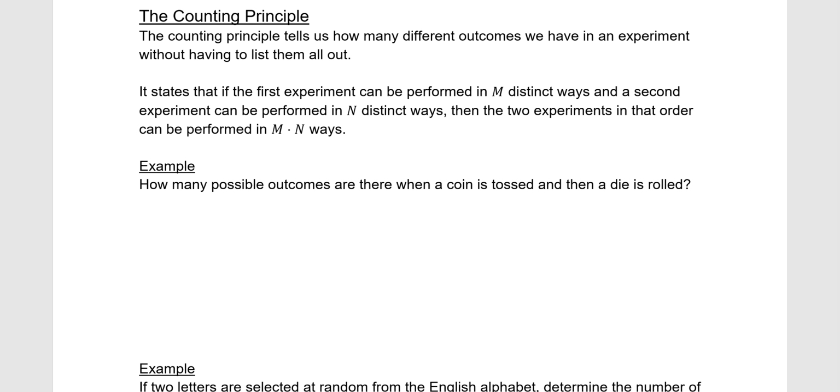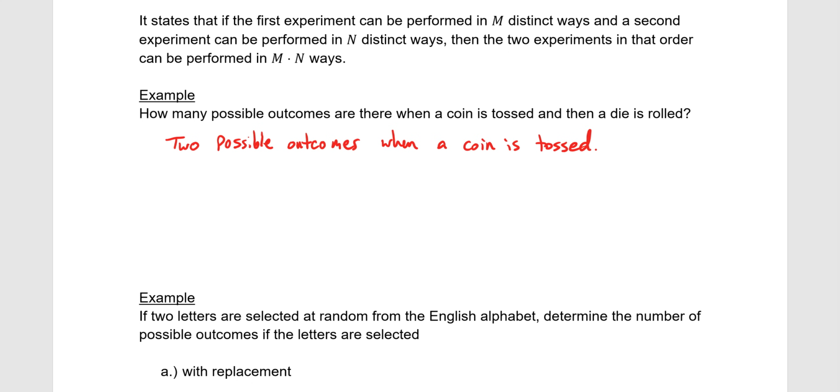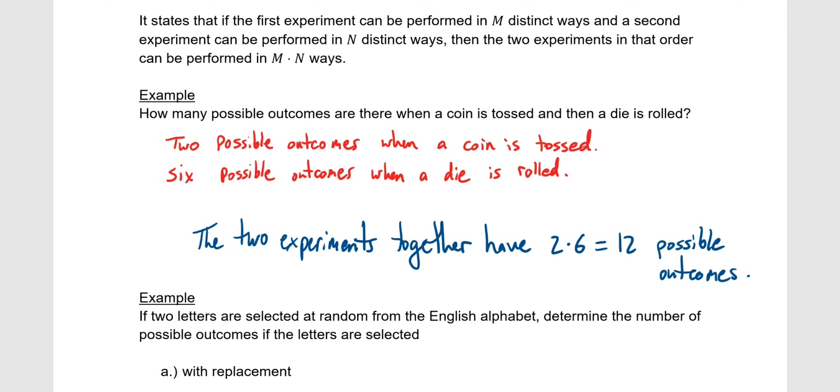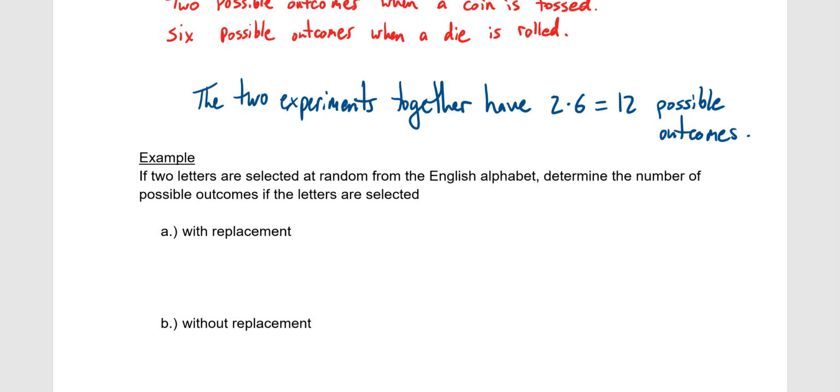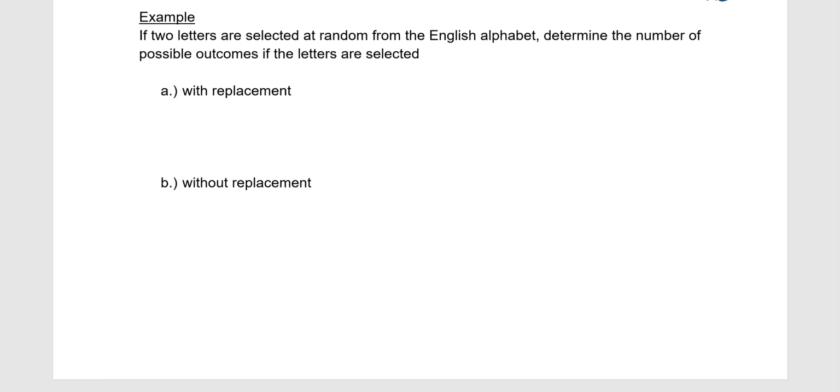So for example, how many possible outcomes are there when a coin is tossed and then a die is rolled? So we know that there are two possible outcomes when we toss a coin, and there are six possible outcomes for rolling a die. So that means the two experiments together are going to have 2 times 6, which is 12 possible outcomes.